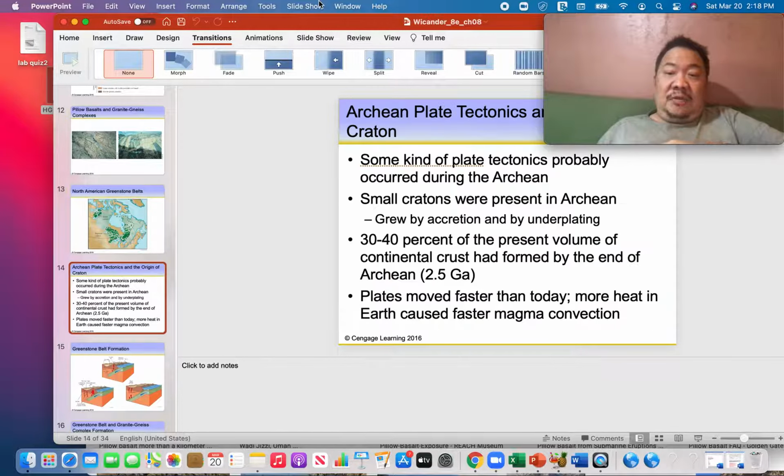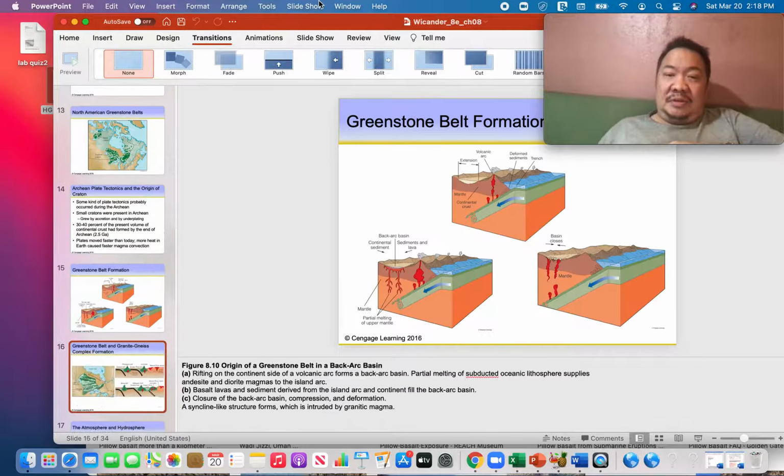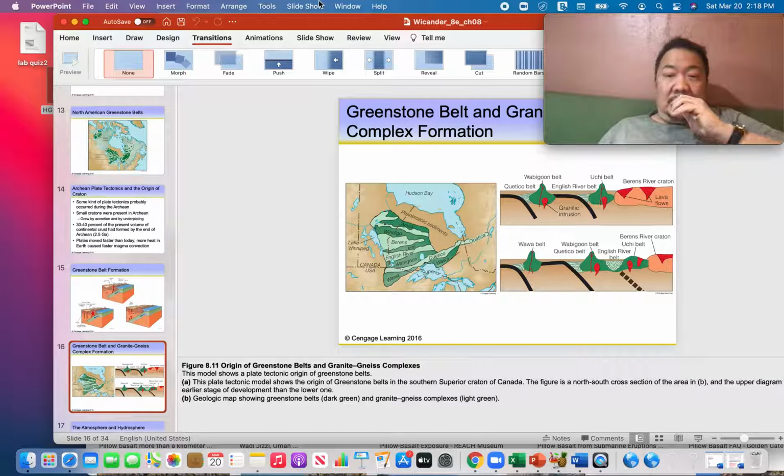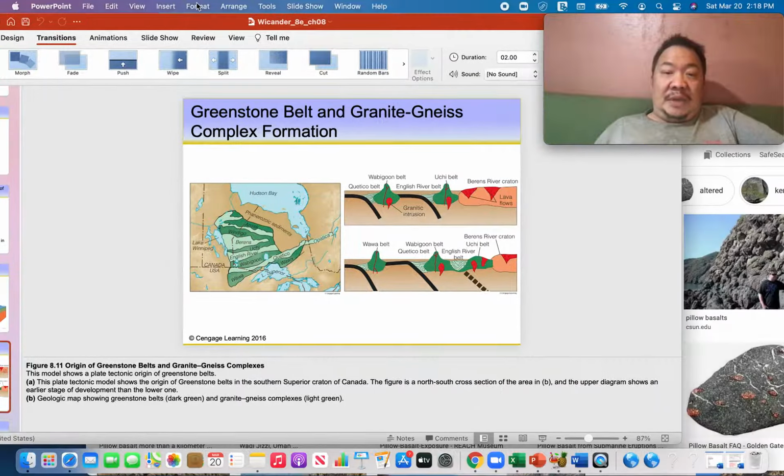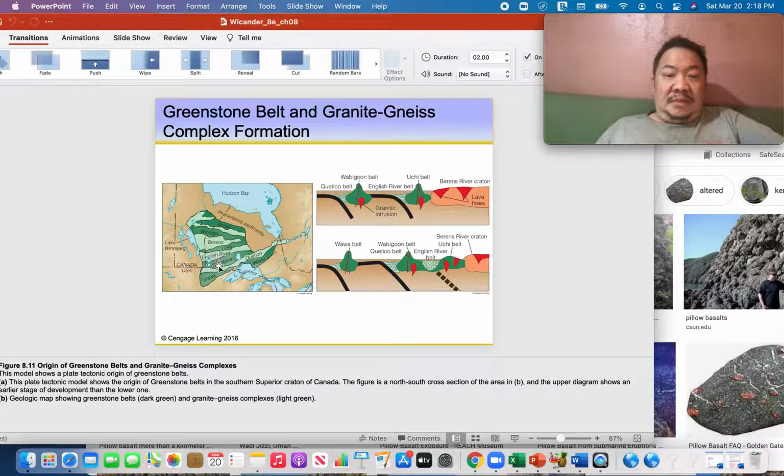So, in summary, so far we know that during the Archean, from 4 to 2.5 billion years ago, we started to form sea floor, as evidenced by the pillow basalts, and continental crust, as evidenced by the granite gneiss complexes, and the Earth was very hot, forming greenstone belts. Here's some greenstone belts found in Canada, going all the way into northern Michigan, and eventually these would collide together so that we started to form sea floor and continents.